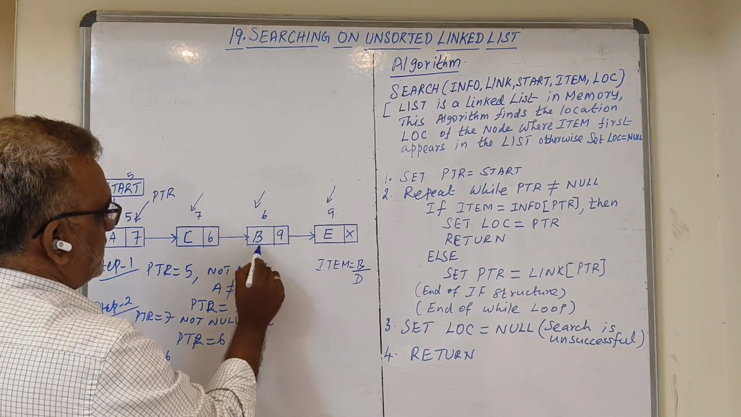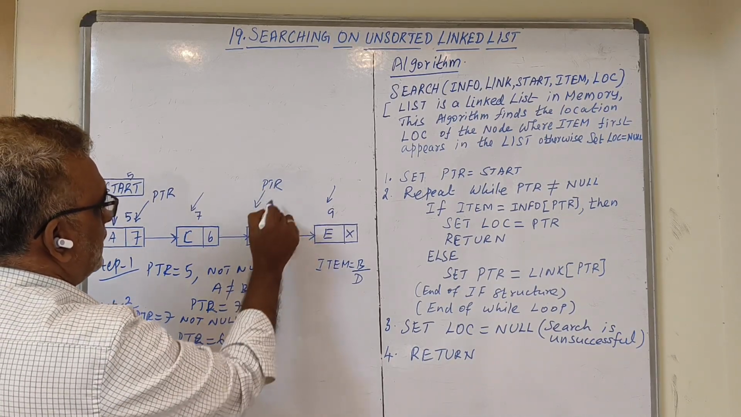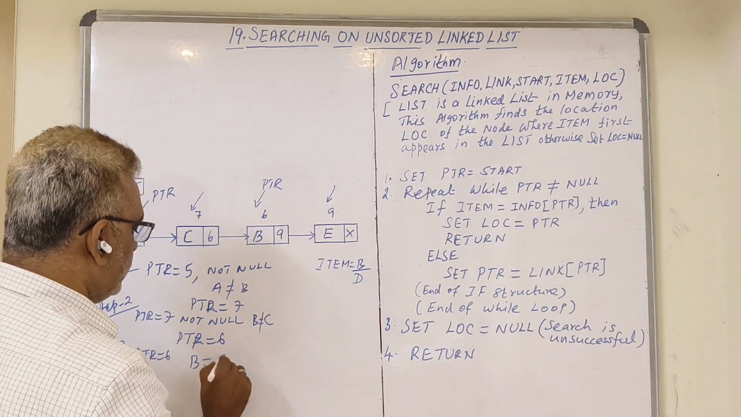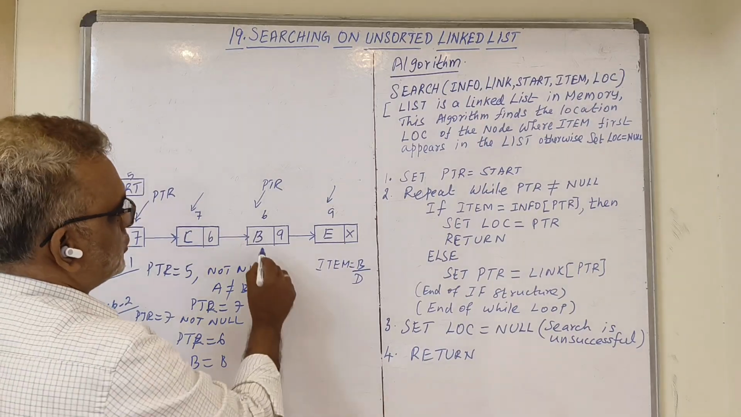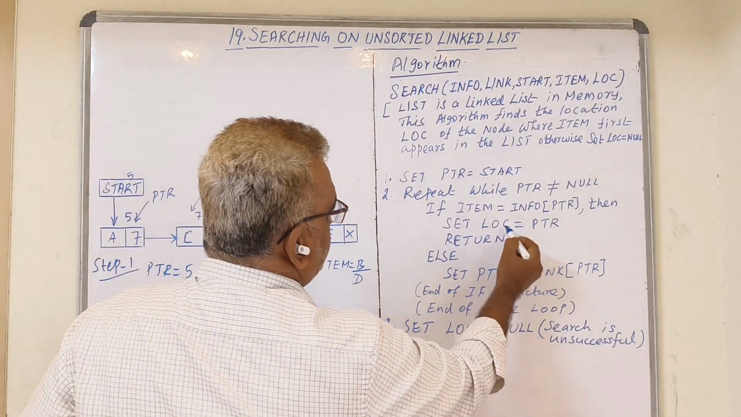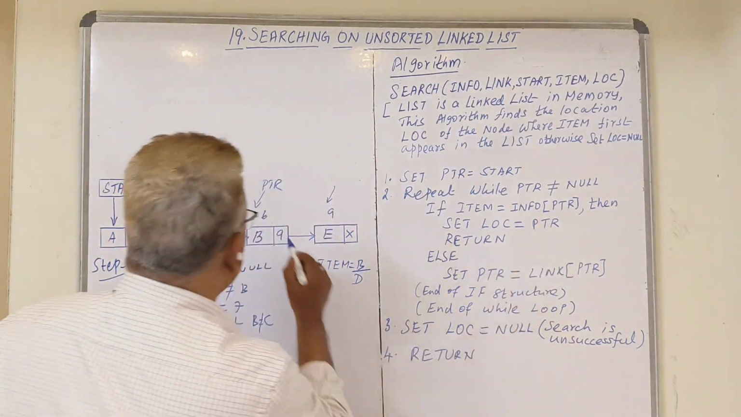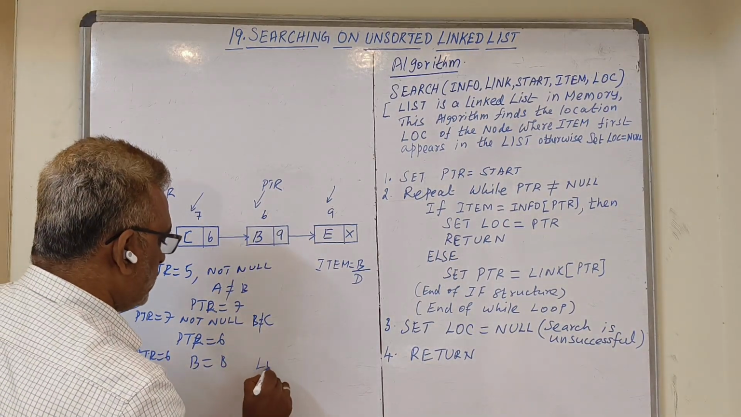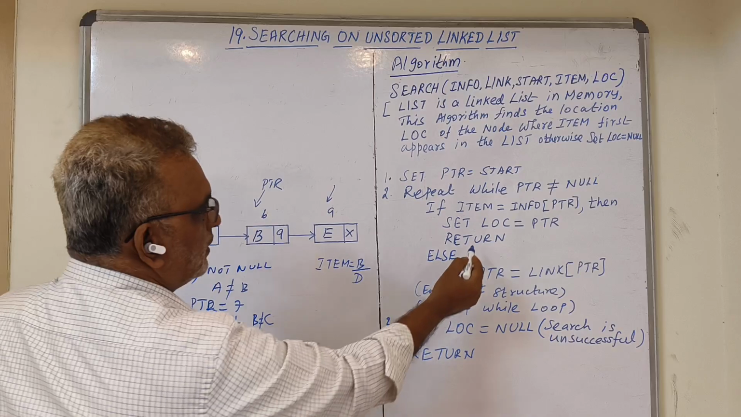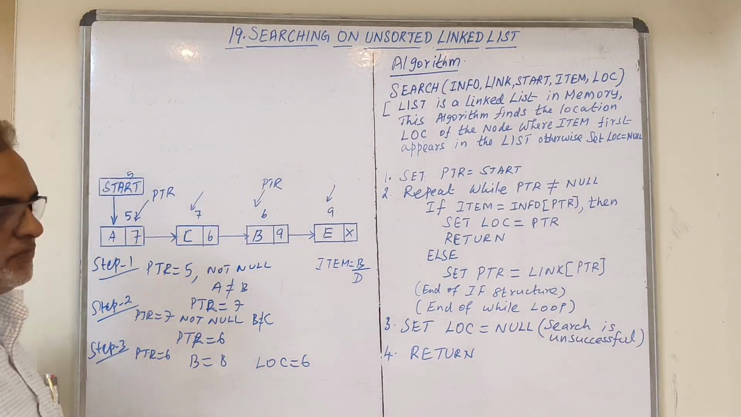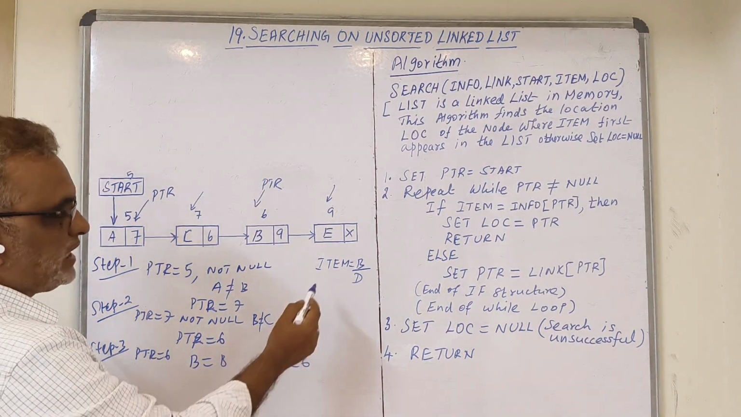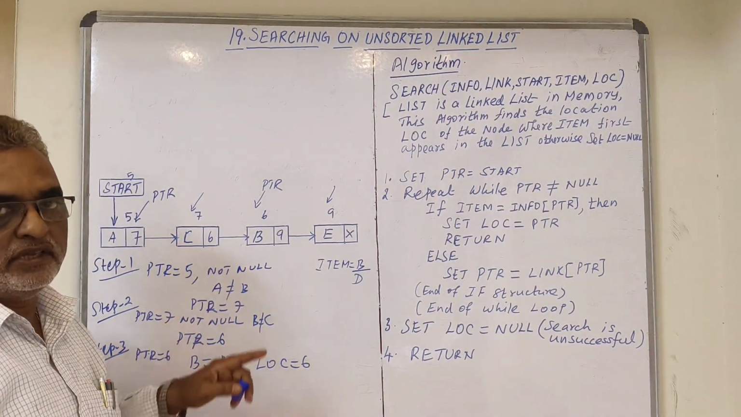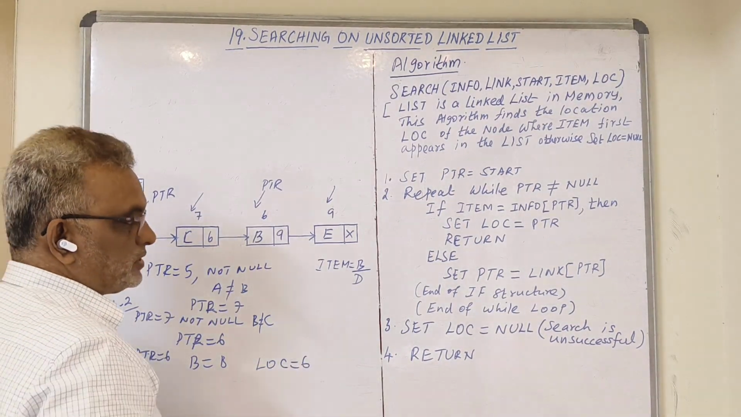In location 6, now PTR is here. Check the required value, that is B is equal to B. Both are equal, so that being the case, set LOC equal to PTR. What is the value of this location? It is 6. So LOC is equal to 6. We can stop the process. Here we are able to identify where the required element is available in the list.